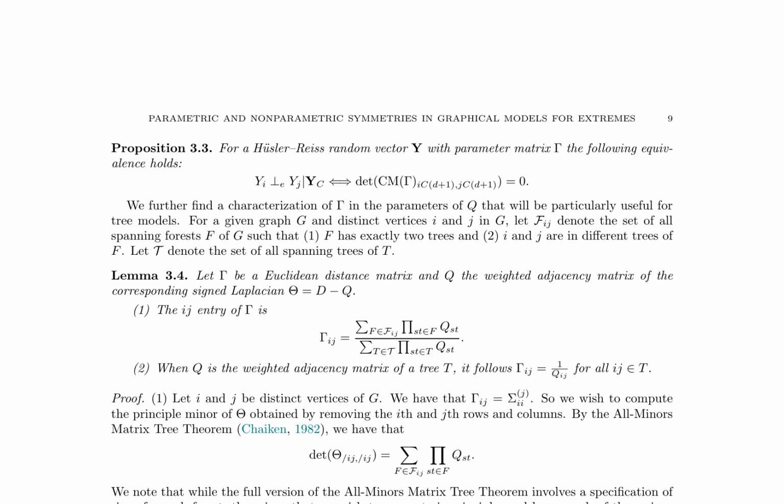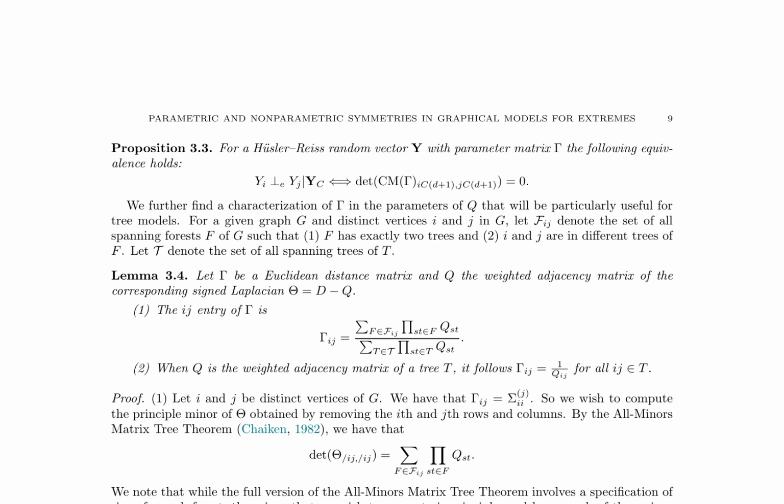This condition states that the determinant of a specific submatrix of gamma is 0 if and only if Y_i is independent of Y_j given Y_C. The authors then introduce a characterization of gamma in terms of the parameters of Q, which is particularly useful for tree models. They define F_ij as the set of all spanning forests of a graph G such that F has exactly two trees and i and j are in different trees of F. They also define T as the set of all spanning trees of G.